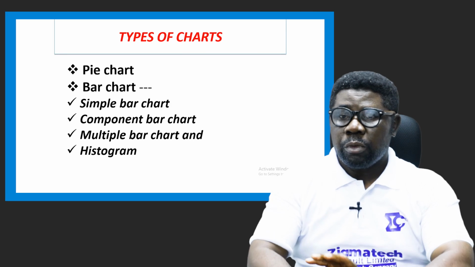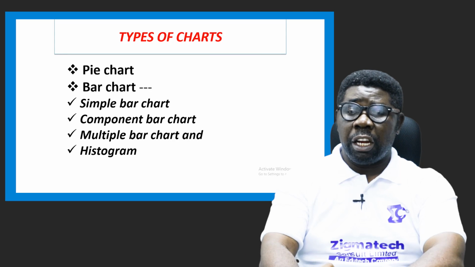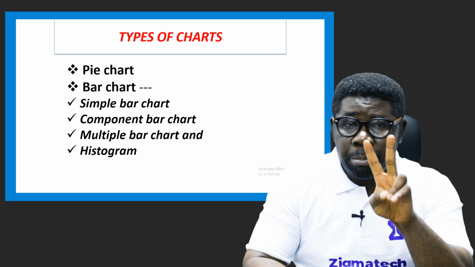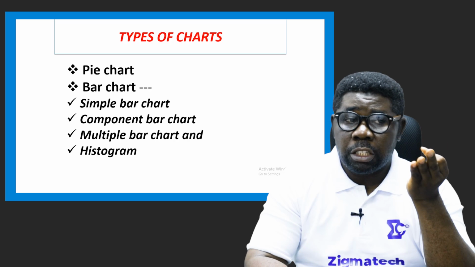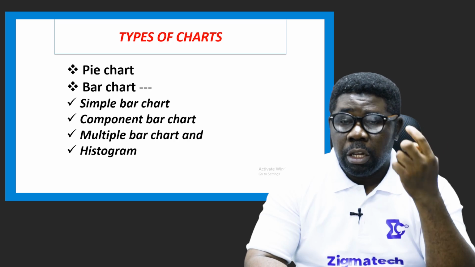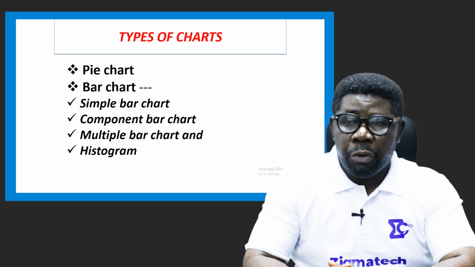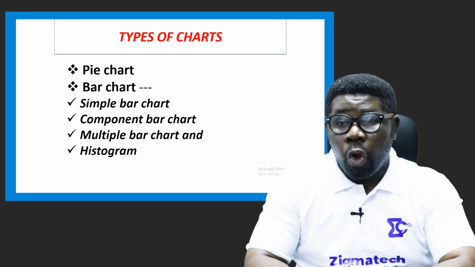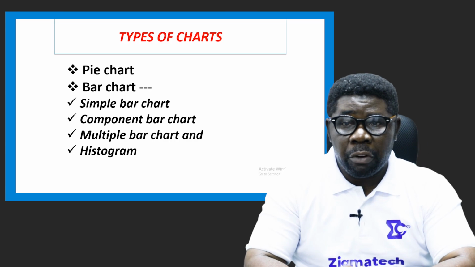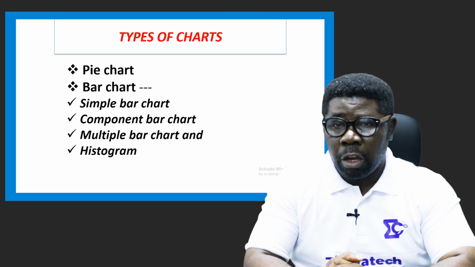Yes, we have two types of chart basically. What is that? The pie chart and what? The bar chart. The pie chart and the bar chart. These are two very common types of charts that we have around us in analysis in economics.